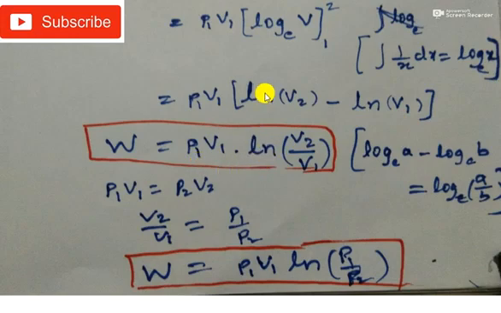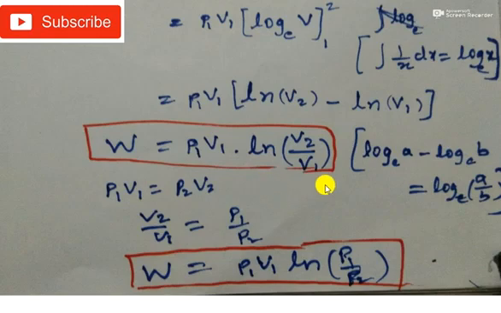So from that we can write W equals P1 V1 ln V2 by V1. Why? Because here it is in the form of log A minus log B, we can observe, and this log A minus log B formula we know is log A by B. So from that, in the place of A we have V2, in the place of B we have V1. So it is log A by B, meaning log and ln are the same, so it is ln V2 by V1.